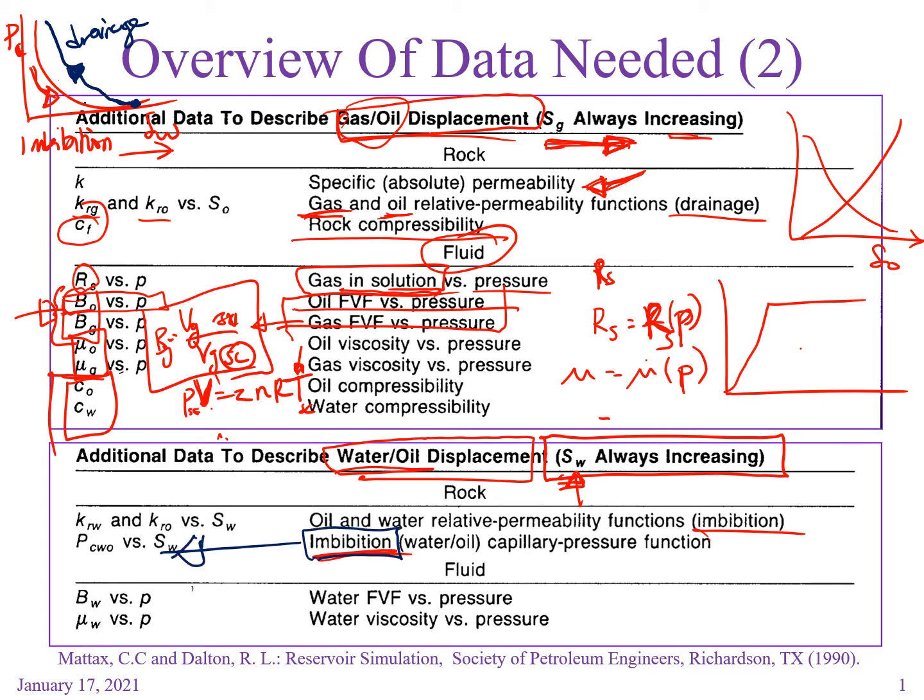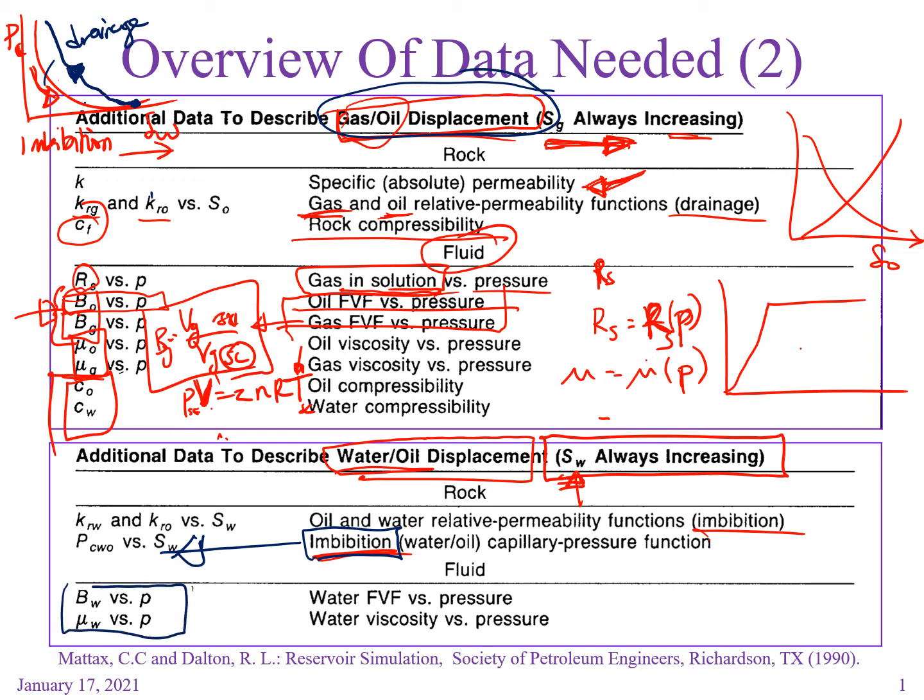Whereas here, when we had a gas oil system, the capillary pressure you need will be the one for drainage. Good. So for imbibition, we actually use the red one.